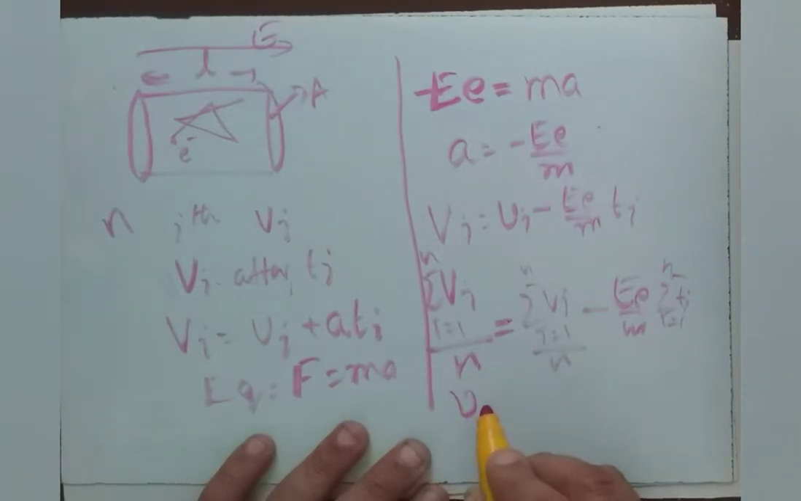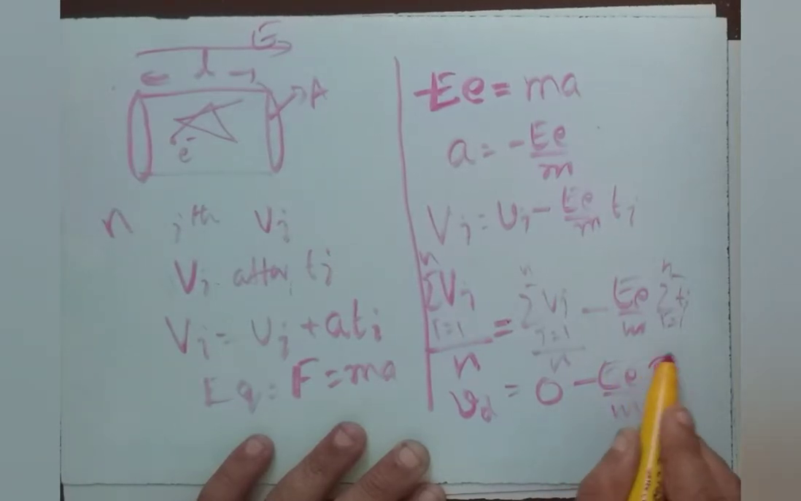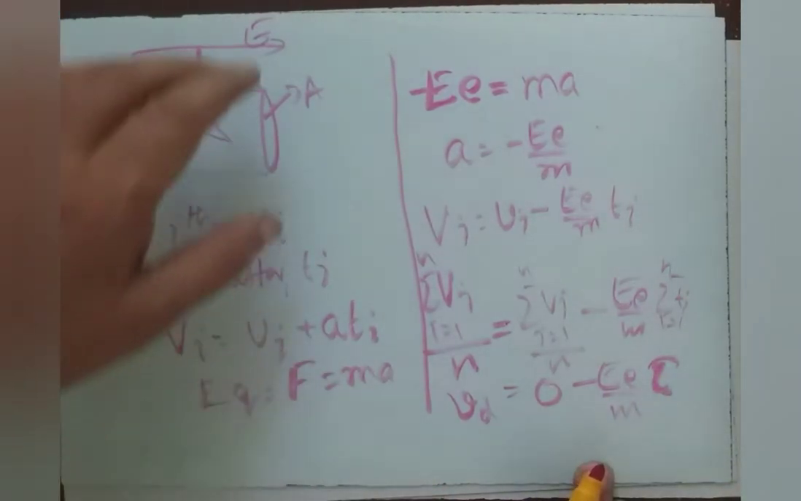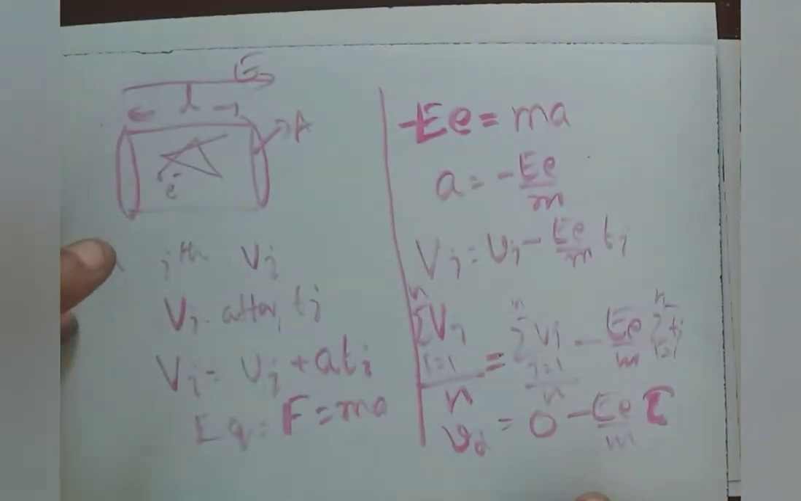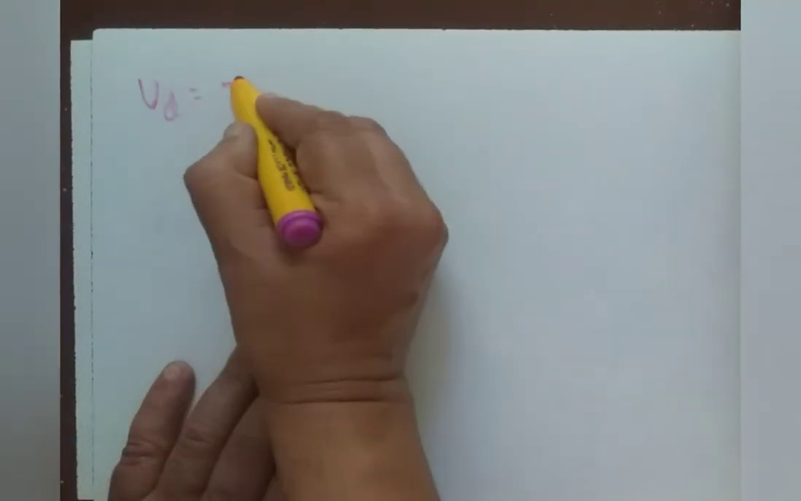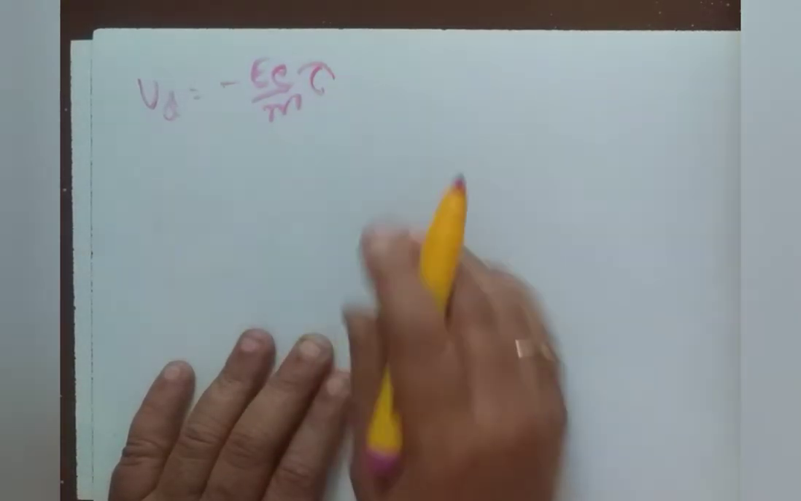The left hand side of this equation we represent by a special symbol Vd, the average velocity acquired due to the applied field, and the average random velocity is taken to be 0, minus eE by m, and we write the average of Ti as tau, what we call the relaxation time. So with this, we got an expression for drift velocity. I write it once again: Vd equals minus eE by m into tau.